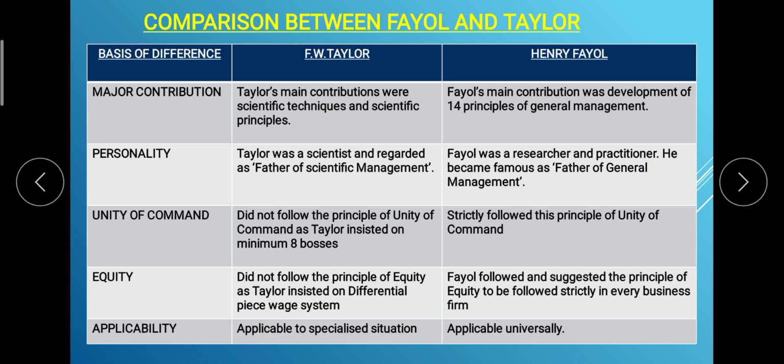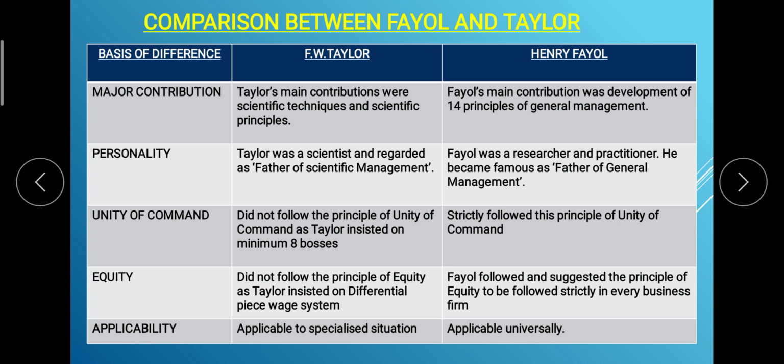Next was major contribution. Taylor's main contribution were scientific techniques and principles, and Fayol's main contribution was 14 principles of management. Personality, Taylor was a scientist and was regarded as father of scientific management. This you know very well. And Fayol was a researcher and practitioner, and he became famous as father of general management.